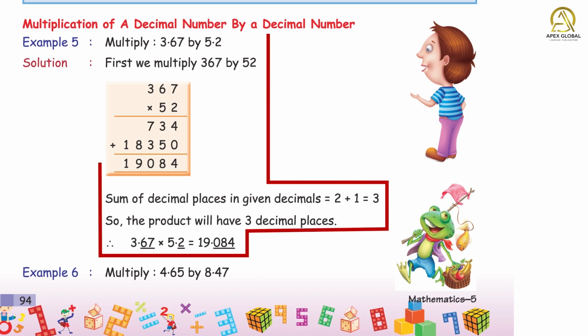Example 5. Multiply 3.67 by 5.2. Solution. First, we multiply 367 by 52. Sum of decimal places in given decimal is equals to 2 plus 1 equals to 3.